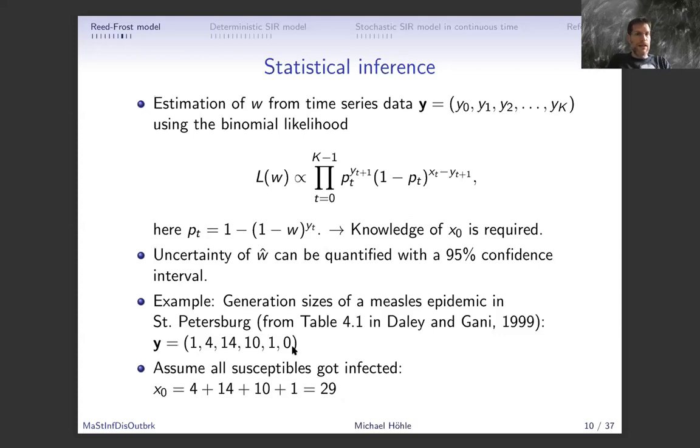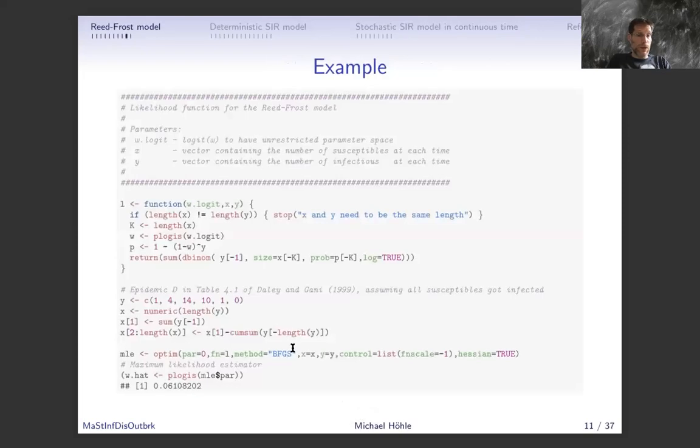And what happens then? That's what we want to do with data. So we set up our likelihood function here. You see, you have the binomial terms.